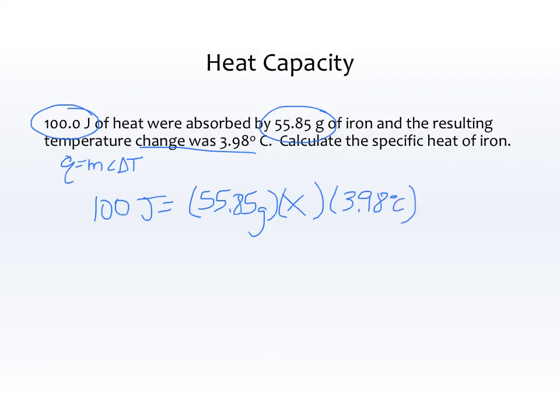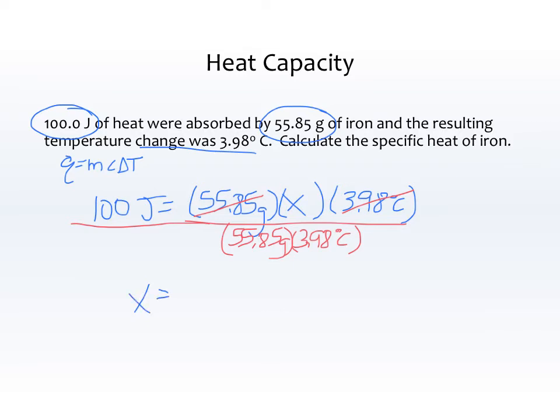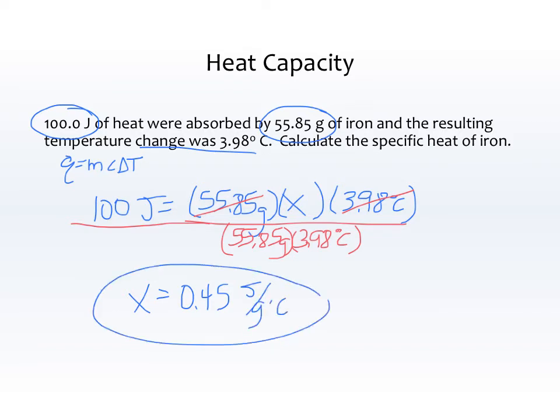Solve for x. Let's see, we're going to divide both sides by 55.85 grams and 3.98 degrees C. Divide both sides by. And that way we'll cancel out these guys, and we end up with x is equal to 0.45 joules per gram degrees C. Okay, now you can look it up. It's like 0.449. That's really close. That's a pretty good experiment.